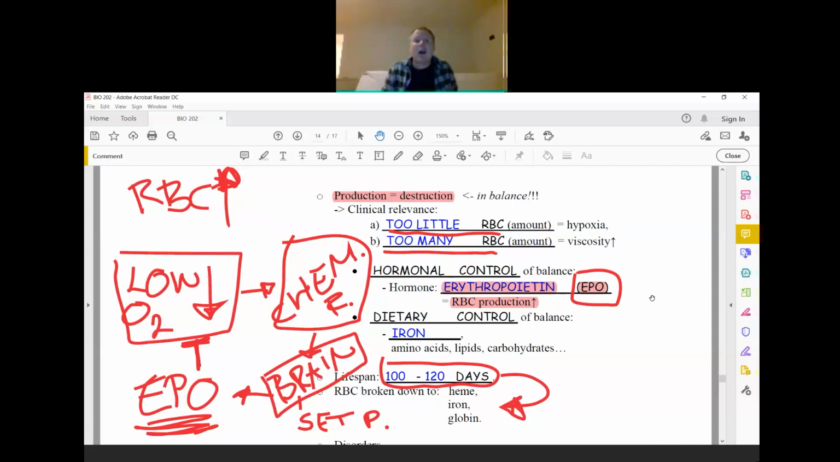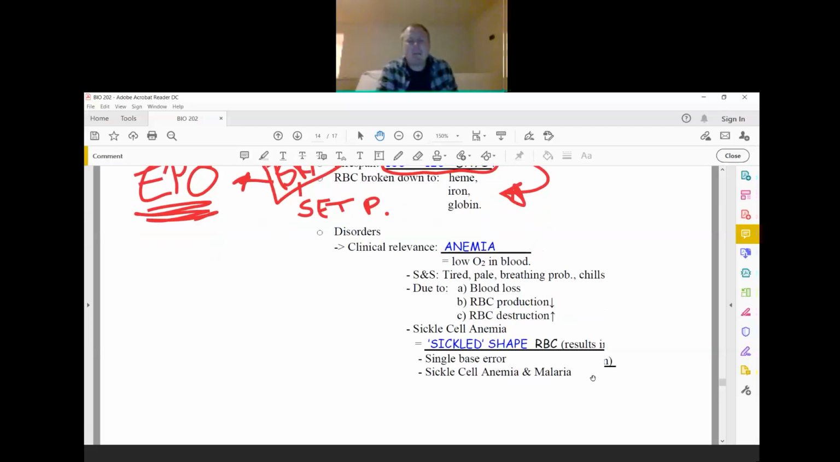Other things that can affect the amount of red blood cells in your body are, for example, iron from the diet and many other components of the diet. Are you getting enough carbs, lipids, amino acids, and so on? Finally, I want to discuss, about the red blood cells, a condition known as anemia.